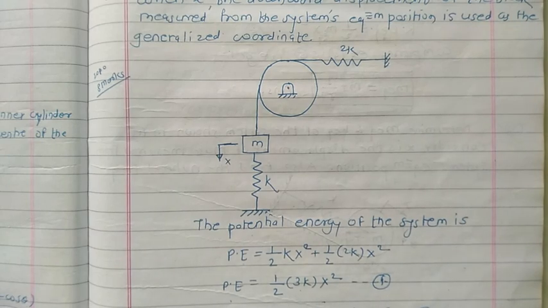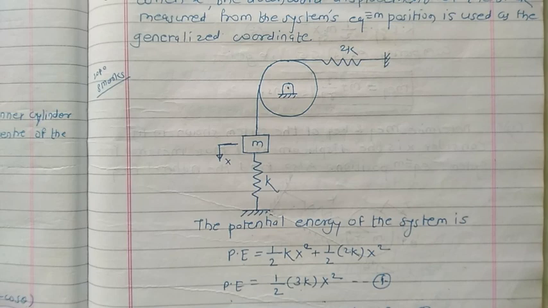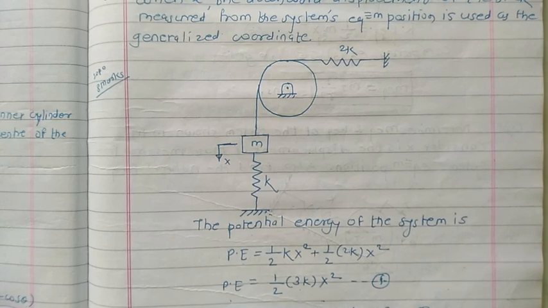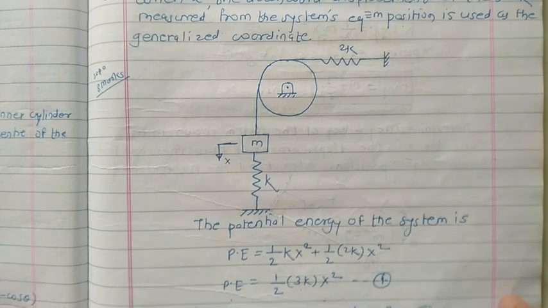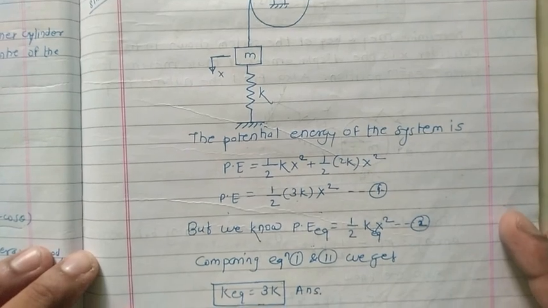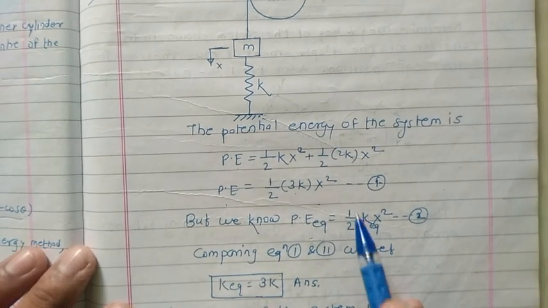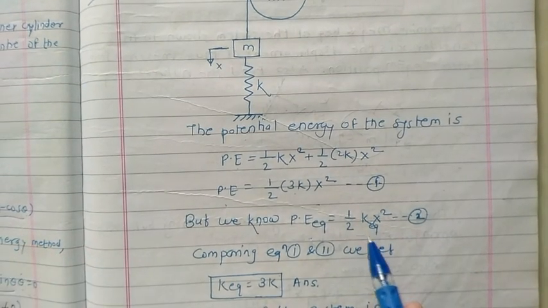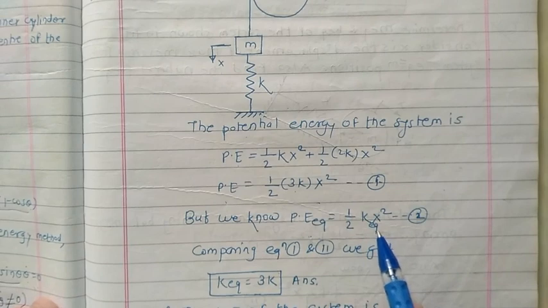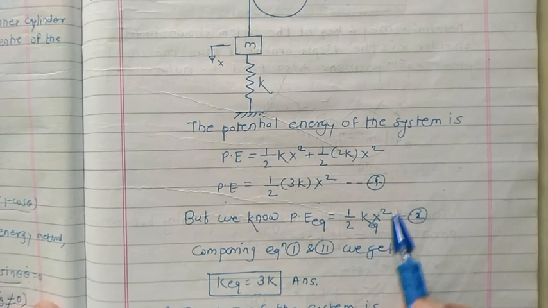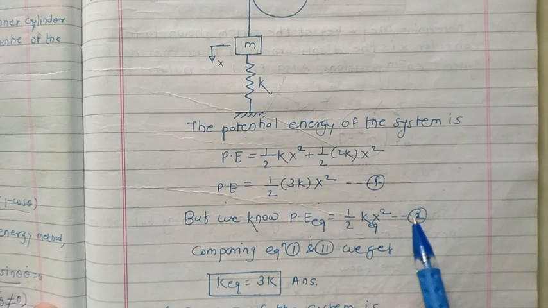Our aim is to find the K equivalent and M equivalent. We know the potential energy formula: the equivalent potential energy is one half K equivalent into x squared. This is the basic formula. Now compare equation number 1 and equation number 2.